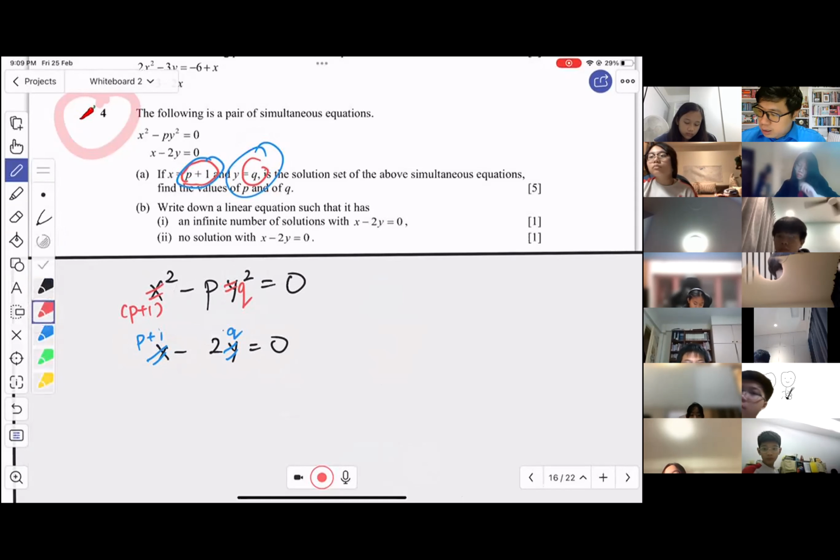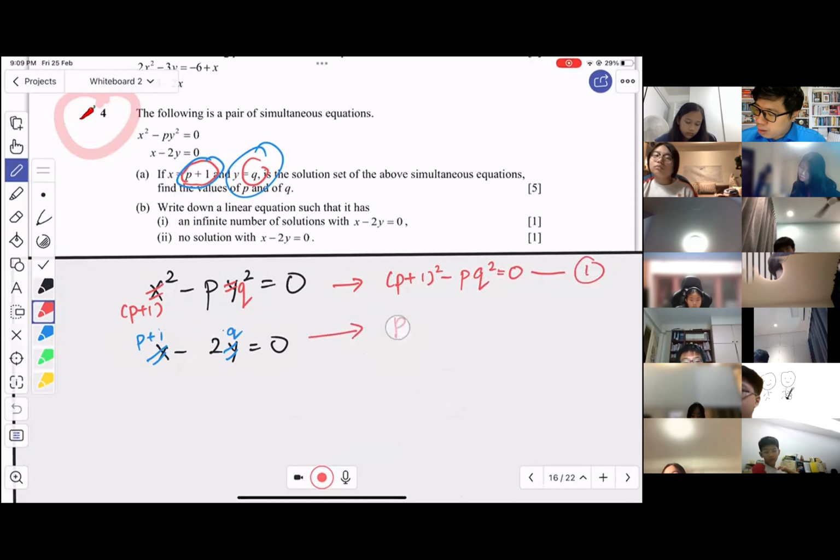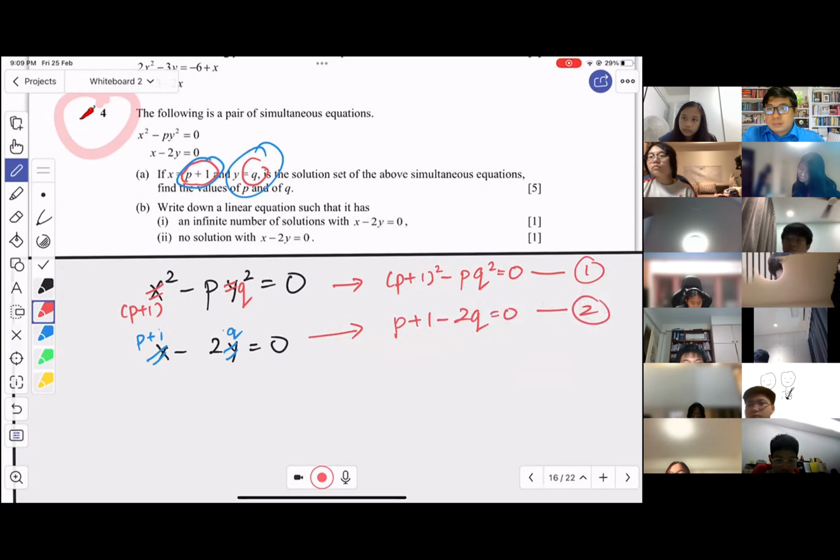So from here, my next equation is p plus 1 squared minus pq squared equals 0. Let's call that equation 1. Second equation, p plus 1 minus 2q equals 0. Let's call that equation 2. So far, okay? Okay, it looks like you're copying, so I'll pause a while.